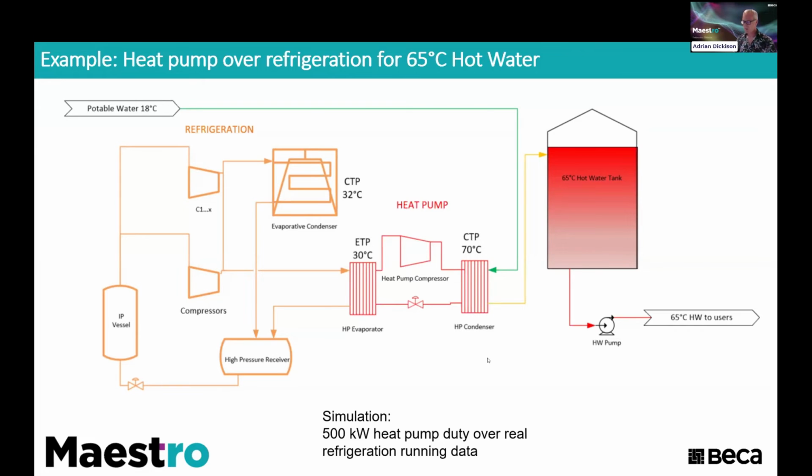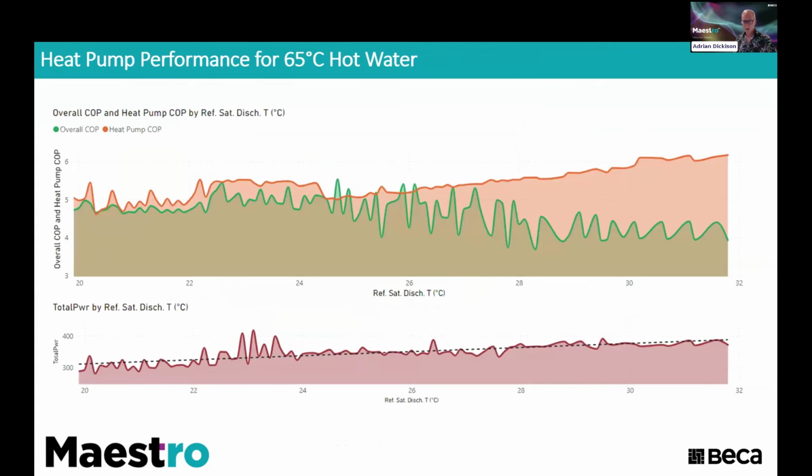What we've done is we've actually taken real refrigeration plant data running under Maestro, and we put a simulation of a 500 kilowatt heat pump over the top. In this instance, it's a Mycom high pressure reciprocating compressor. Here are the results, and you can see that the results are kind of spiky because when we're doing the simulation, we're trading off cylinder loading and VSD speed as we manipulate the heat pump to produce the required COP or the required heat.